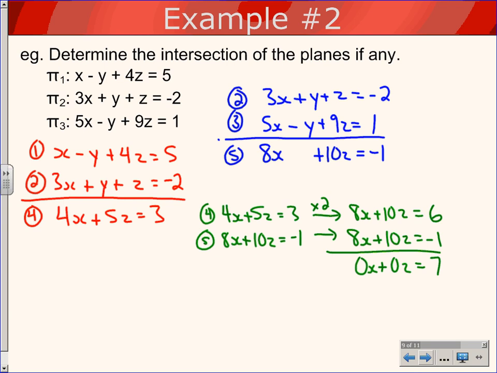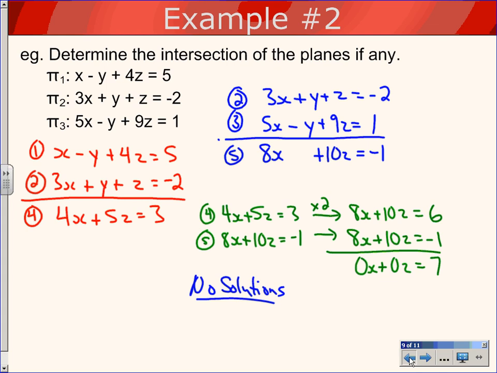Is that possible? No, we can't possibly have that. So we say there's no solutions. There's no solutions to this system. That means there's no common intersection. So it's not a point of intersection. It's also not a line of intersection. It's some situation where all 3 of the planes didn't intersect. Okay. But the other thing we know is that none of the planes were parallel to each other.